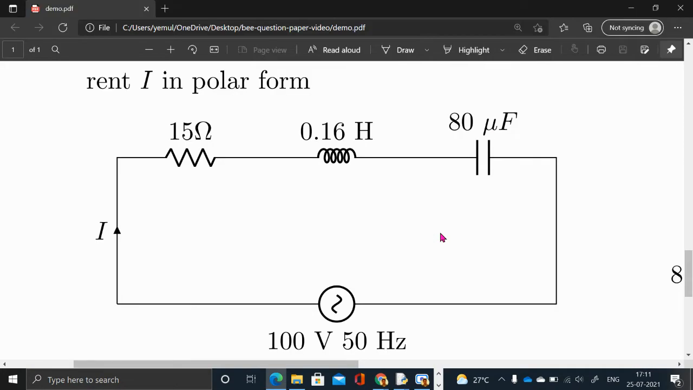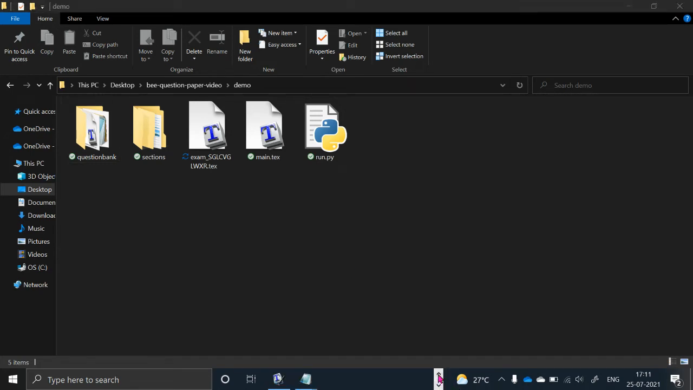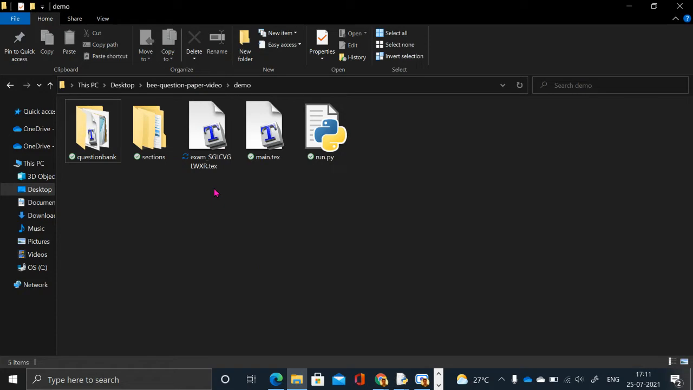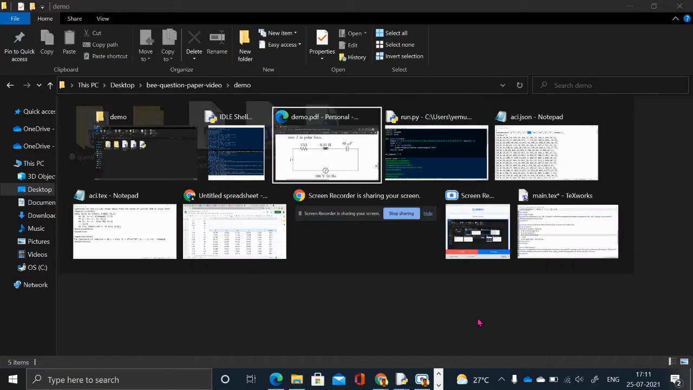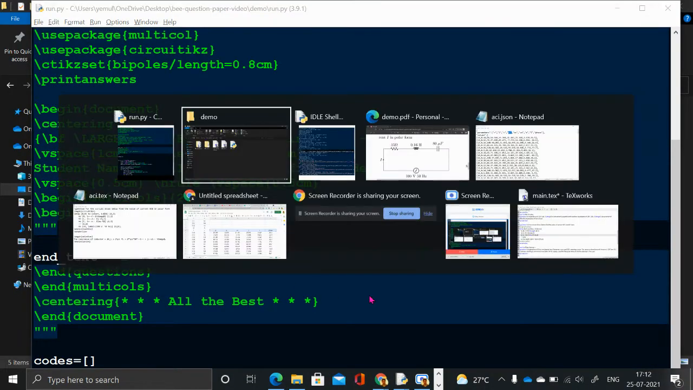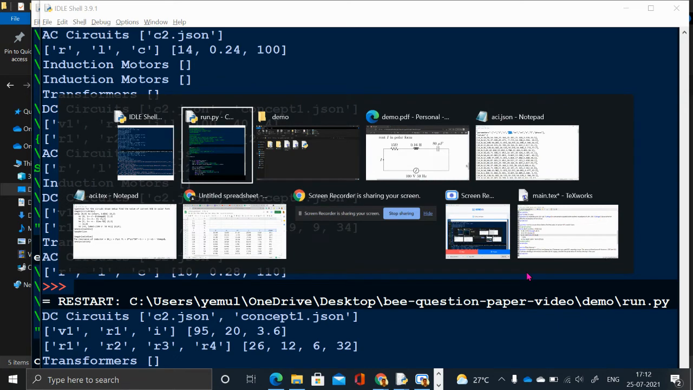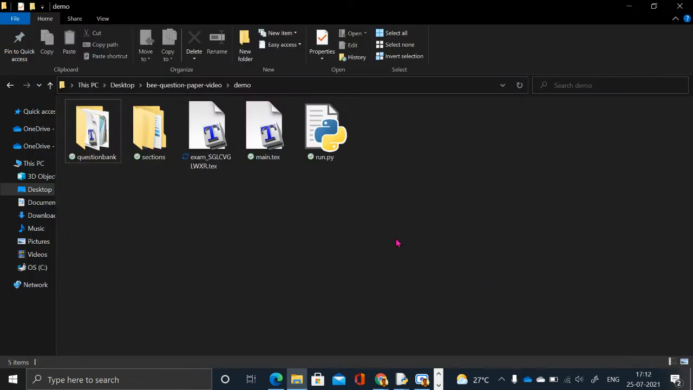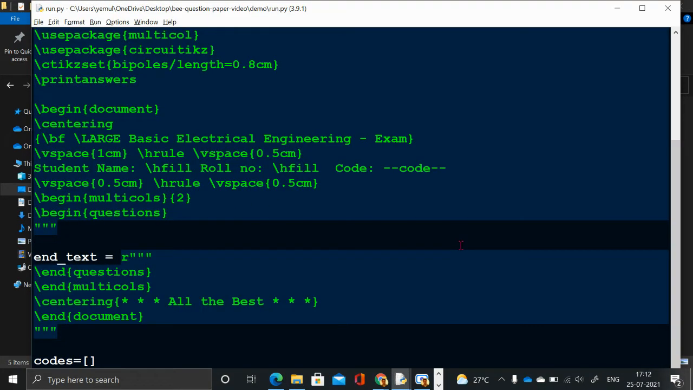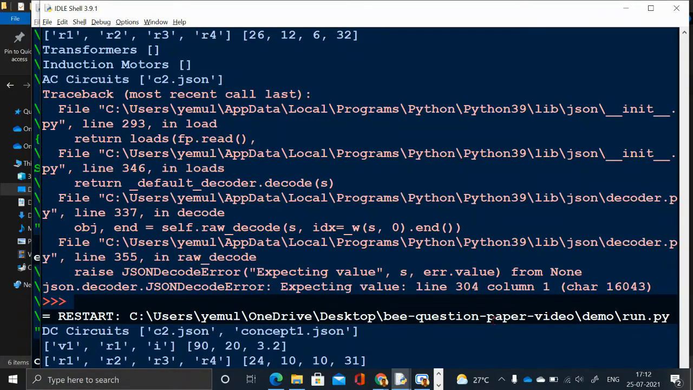Is there a problem? Okay, the exam text file is created. In order to check where the problem has come from... doesn't matter. Let's run once again. So here there is a problem.